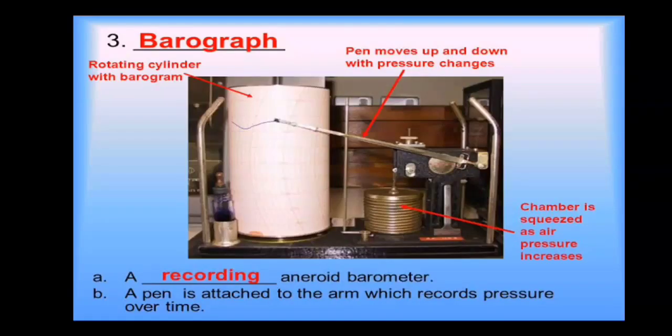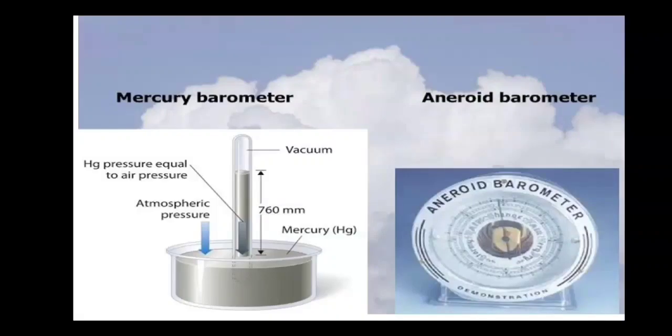Barograph. This is the device used for recording from an aneroid barometer. A pen is attached to the arm which records pressure over time. The diagrams of the mercury barometer and the aneroid barometer.